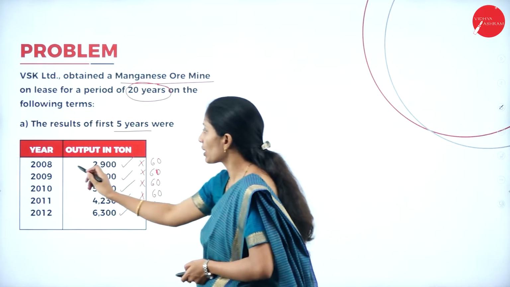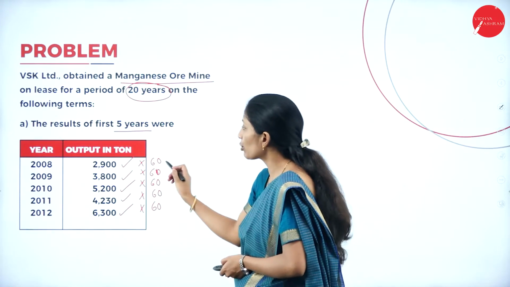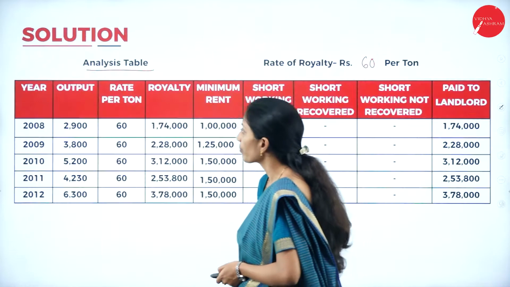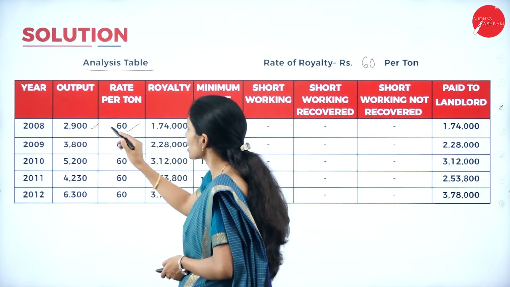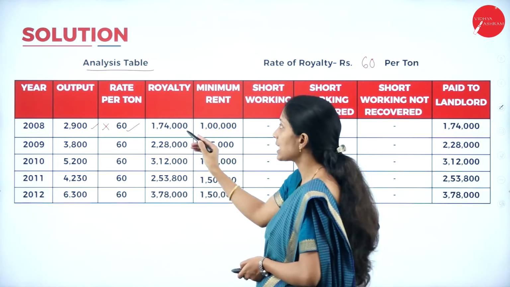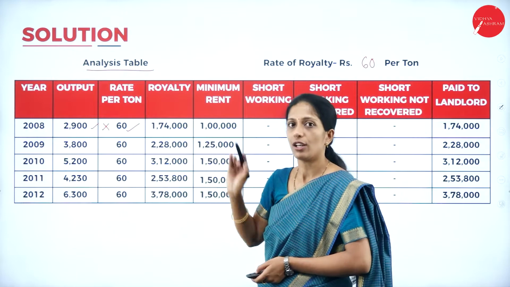So the first year is 2008 and the output is 2900 units at 60 per ton. So 2900 into 60. If you multiply, you will get 1,74,000. Now what is this? Royalty. Output into rate, you will get royalty.